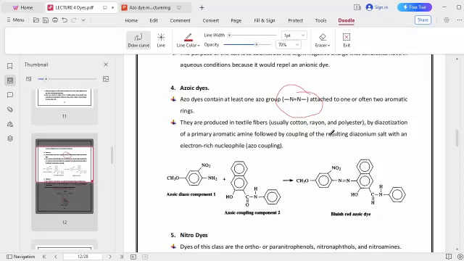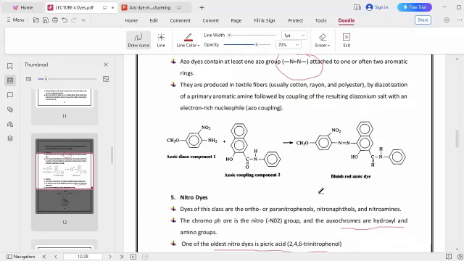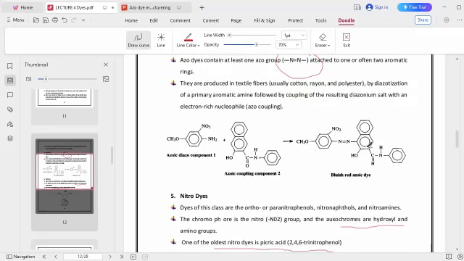Then this diazonium salt is coupled or connected to an electron-rich aromatic group, such as phenol, to form compounds such as these ones, which are aromatic groups connected with an azo bridge or an azo group.